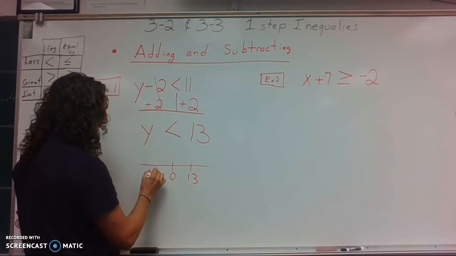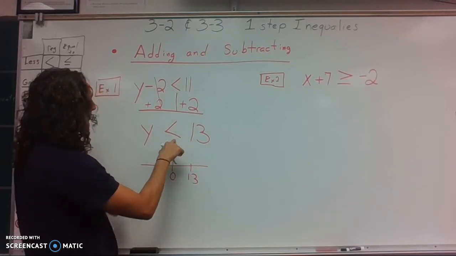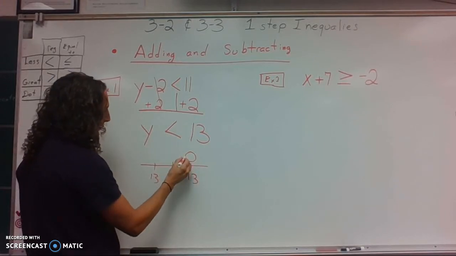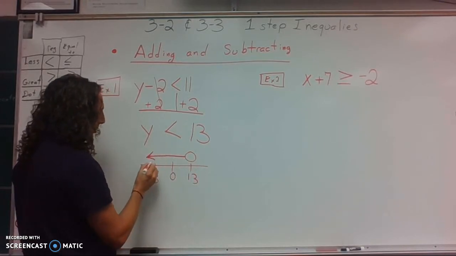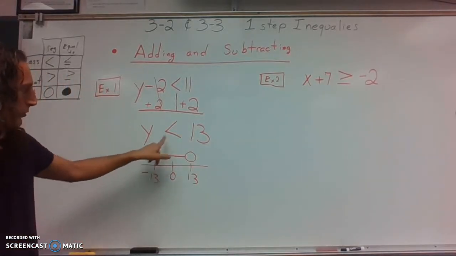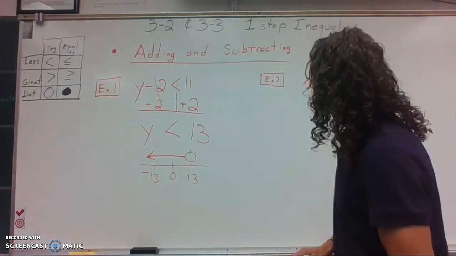Here's a positive 13. Here's a negative 13. That's a less than symbol. It's a regular, so it has an open circle. And then I'm just going to make it go smaller than 13. Like 0 is smaller than 13. That's how you know.